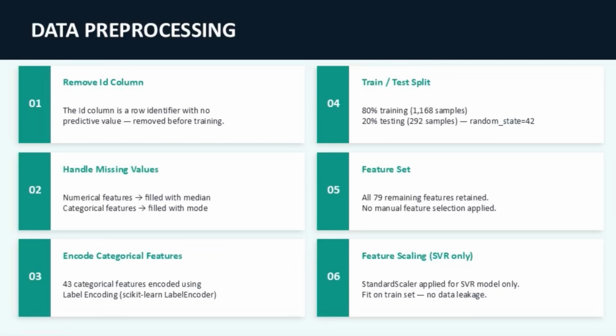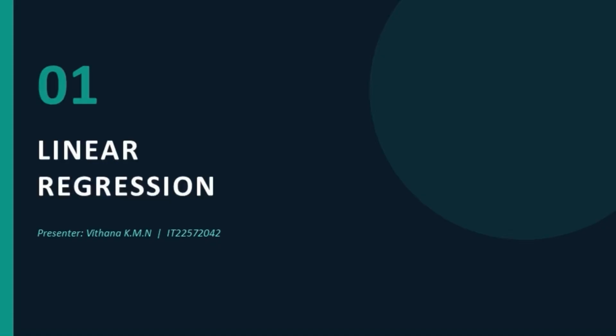After that, we split the dataset into 80% training data and 20% testing data to evaluate model performance. We kept all features to ensure fairness across all models. Finally, we applied feature scaling only for the SVR model, because it depends on distance calculations and is sensitive to feature magnitude differences. Now let's move into the first model, linear regression.